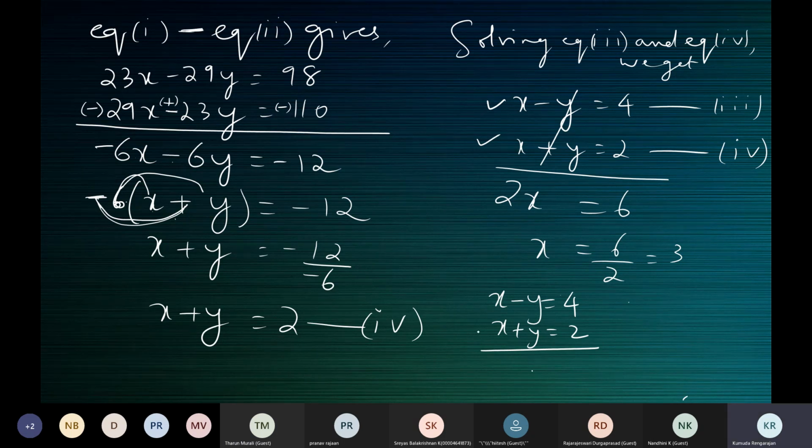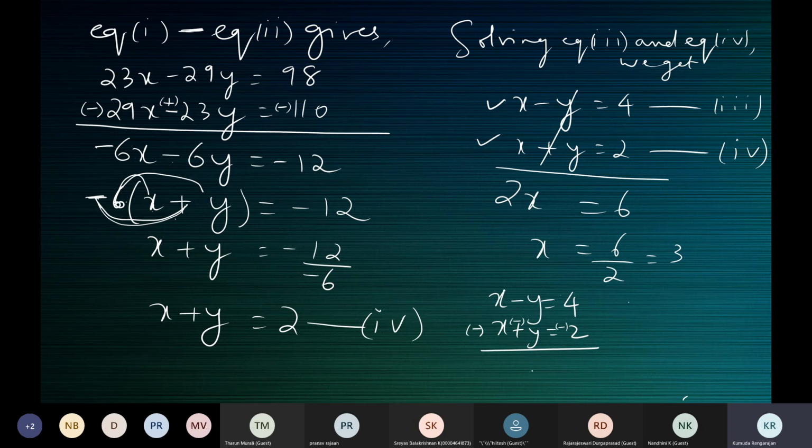Now you can also change the signs in the second equation. When you change the signs, you're subtracting the two equations. When you don't change the signs, you're adding the two equations. So when you change the signs, plus x is minus x, plus y to minus y, and plus 2 to minus 2. I've changed the signs throughout in the second equation.